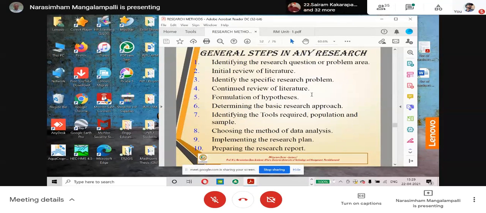Then choose the method of data analysis. That means once you get the data, how you are going to analyze? Are you going to carry out regressions? Are you going to apply multivariate statistical approaches, or are you going to simply critically and logically interpret the outcome, or you draw a graph, or anything you may think appropriate, and you have to analyze the data and interpret. Then the final implementing the research plan and then preparing the report.